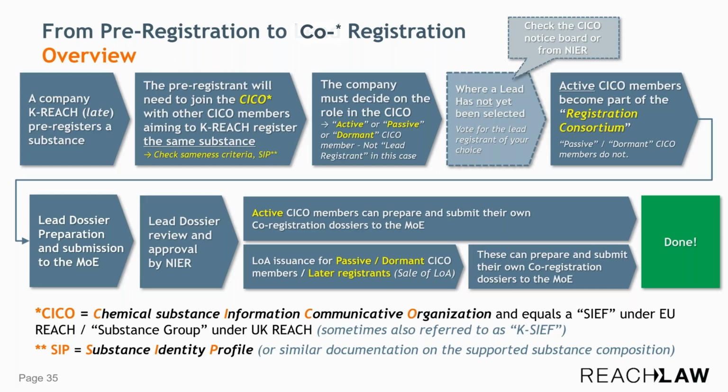And then the active SICO members become a part of a so-called registration consortium. This is a bit different than what we thought about consortia for EU REACH, because this is only specific to this substance and a subset of the SICO. We'll talk about that just in a second. Only active members and the lead registrants become members of this registration consortium. Passive dormant SICO members are not members of the consortium. They are still members, of course, of the SICO.